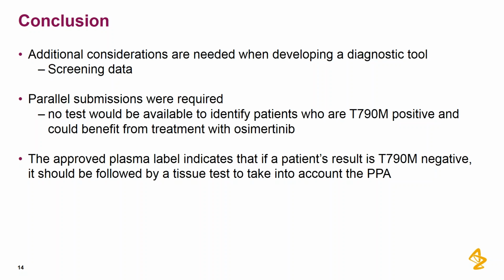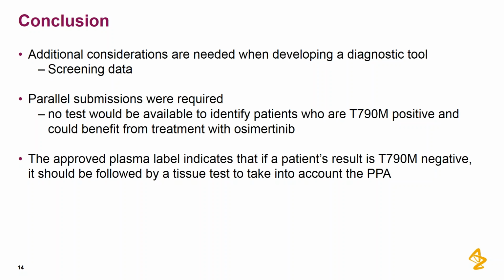And then just to note, because of the slightly lower PPA from the plasma result when comparing to the tissue, the actual approved plasma label indicates that if a patient's plasma result comes back as T790M negative, it does allow for that patient to be followed up by a tissue test to see if they are truly negative or if that was a false negative identification from the plasma test.